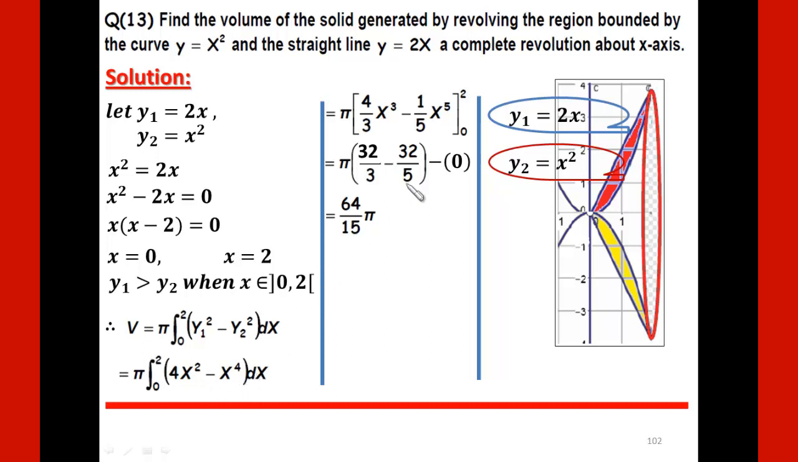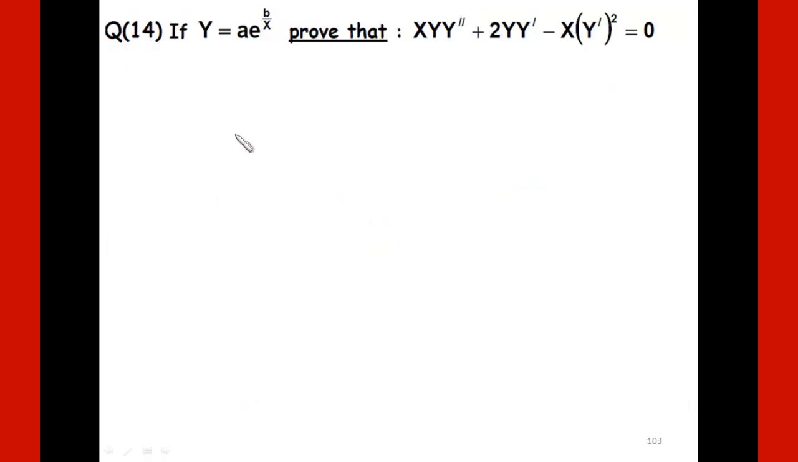And notice that here the revolution is about the x-axis, so the integration will be with respect to x. Substituting y1 and y2 and completing the solution by making the integration, the final result will be 64 over 15 pi volume units.